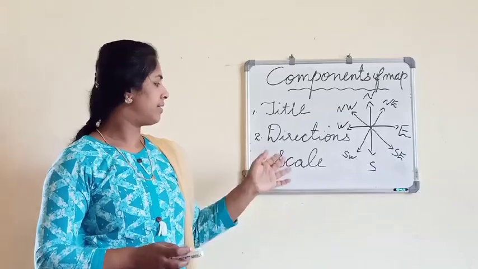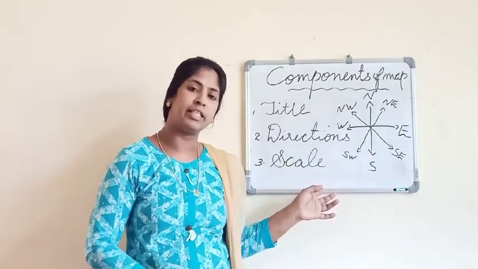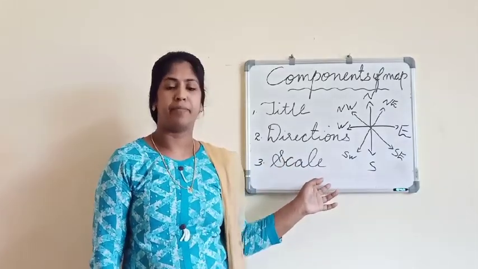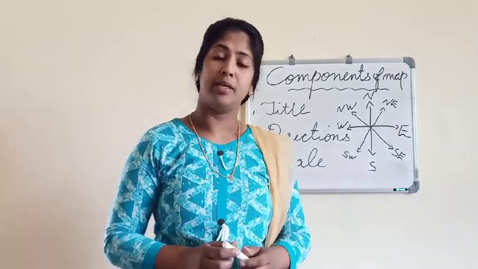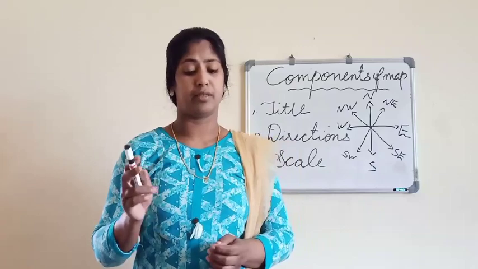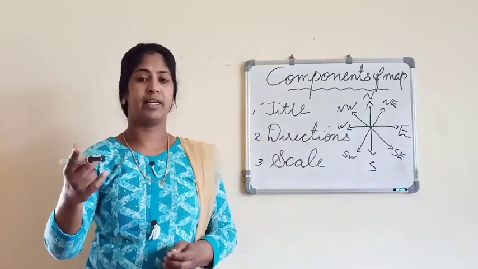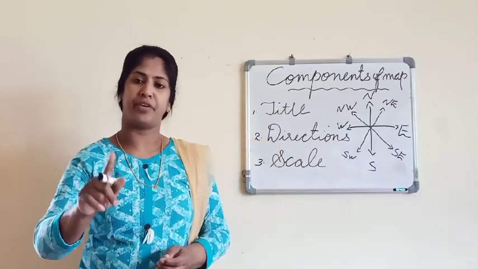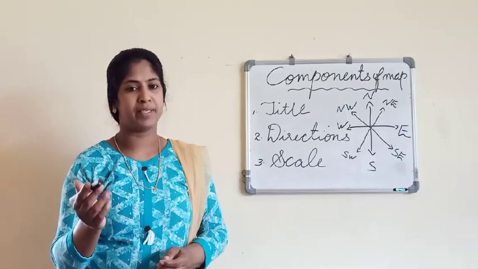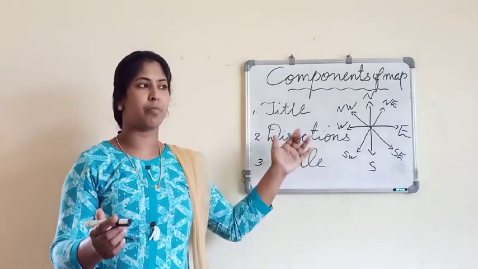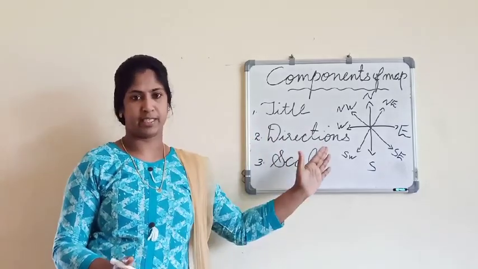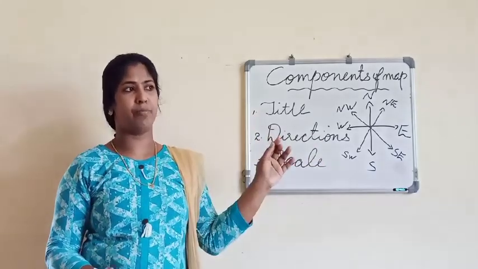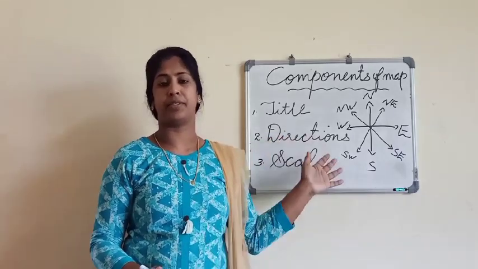Now let us go further. So the third important component of a map is scale. Let us see what are the points that come under scale. Yesterday when I spoke about the map definition, I told you a map is a representation of the earth or a part of it drawn according to a scale on a flat surface. That means for every map, scale is used.